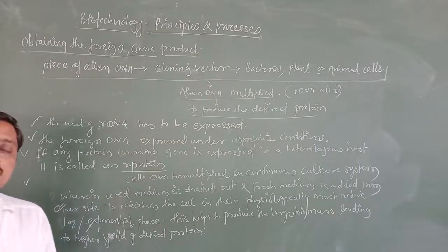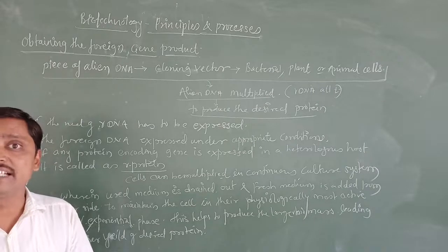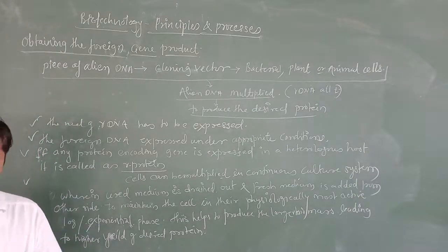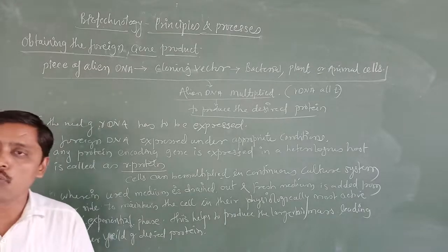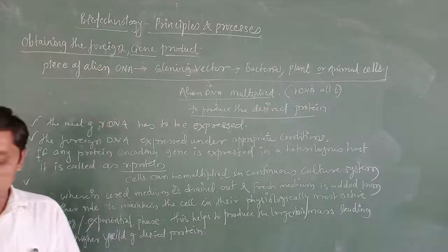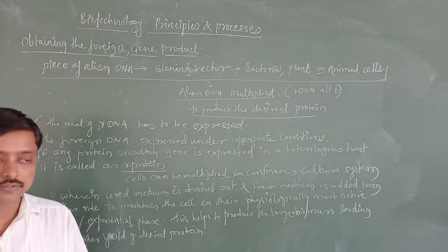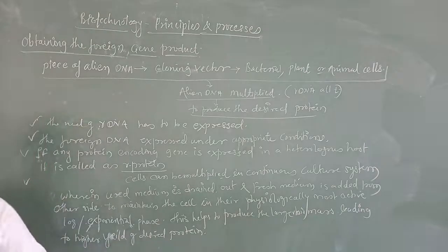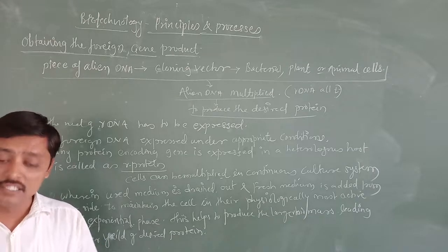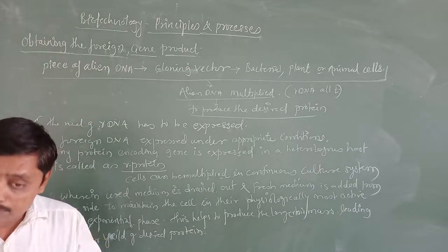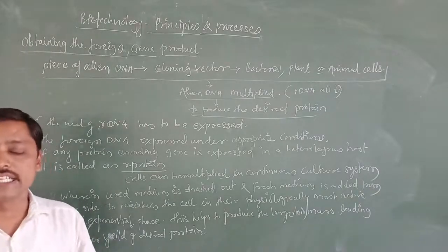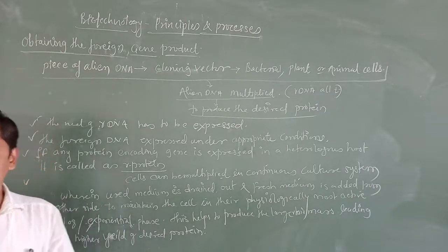Afterward, we are going to insert it into the bacterial cells. In bacterial cells, they are going to multiply. Plasmids are going to multiply. Like that, your gene of interest is also going to multiply, and the number of bacteria is going to increase. How do the bacteria increase? We grow them in a particular media and increase the number of those bacteria. By increasing the number of bacteria, our gene of interest inside the bacteria is also going to increase.